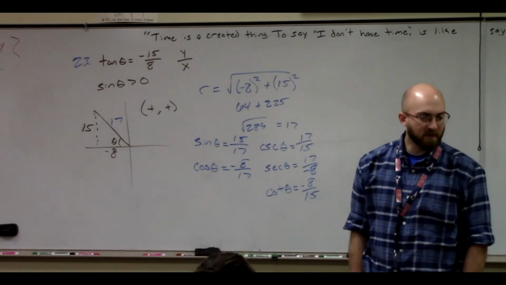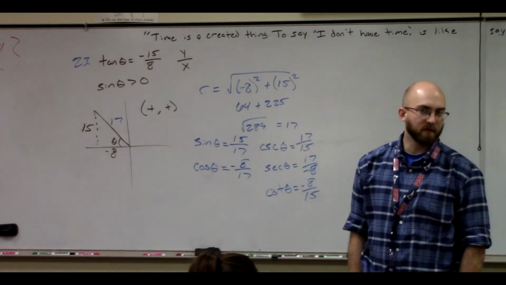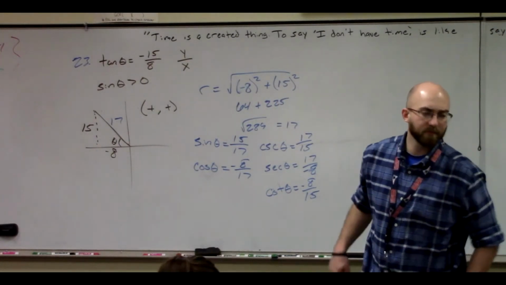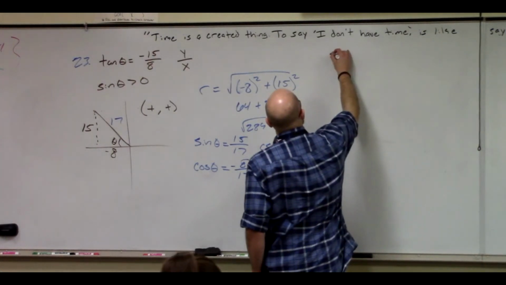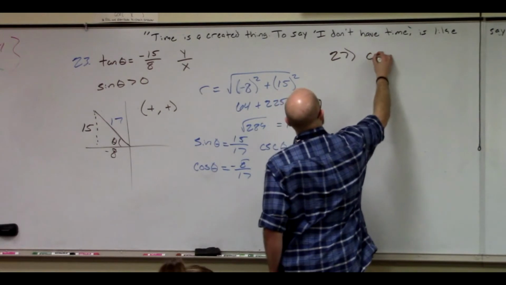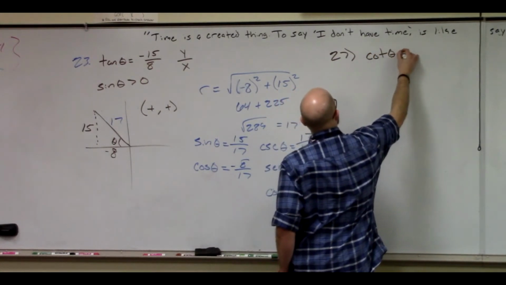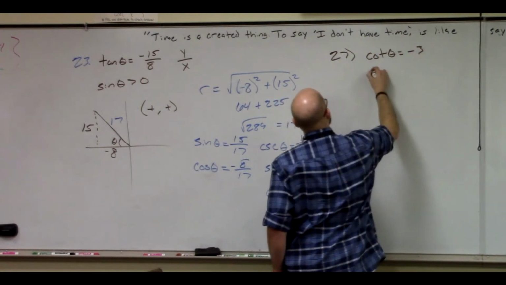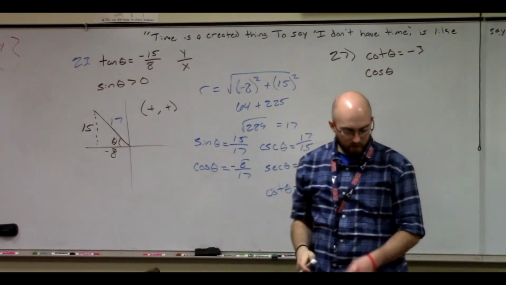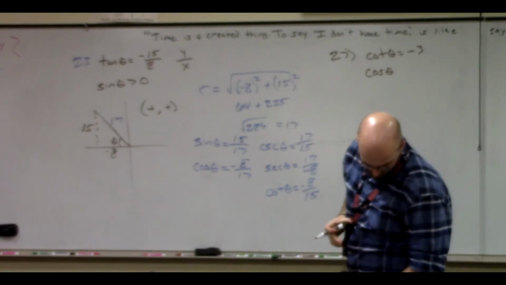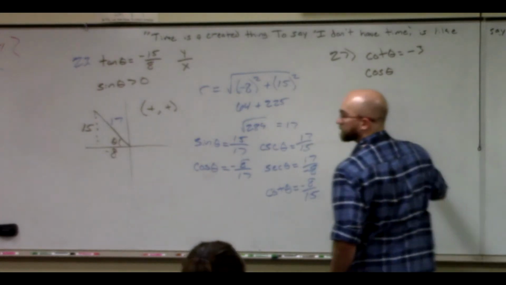Let's set up 27 real quick, that way you're used to seeing that. I'm not going to finish it all the way, but let's set it up. Cosine theta greater than 0.